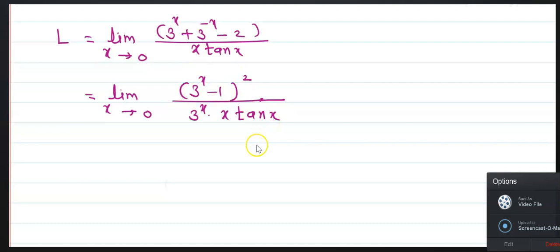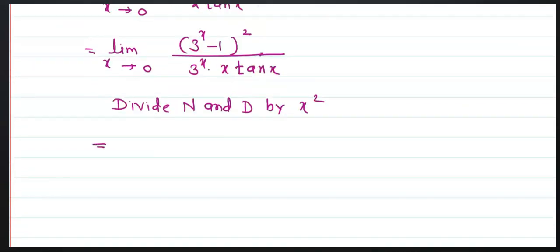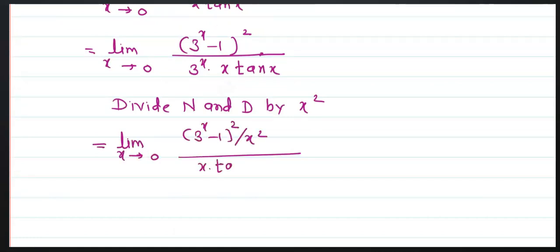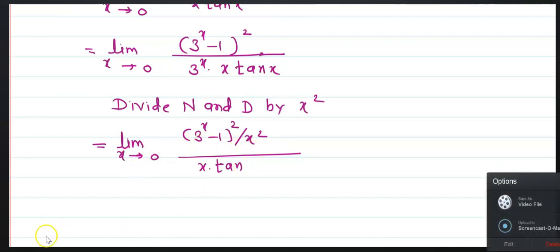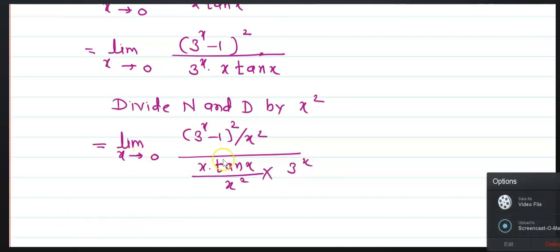Now here we will divide numerator and denominator by x square. Therefore, limit x tends to 0, 3 raised to x minus 1 bracket square upon x square, over x tan x upon x square into 3 raised to x. Now the value of this 3 raised to x: as x tends to 0 means what? 3 raised to 0, and the value of 3 raised to 0 is 1.